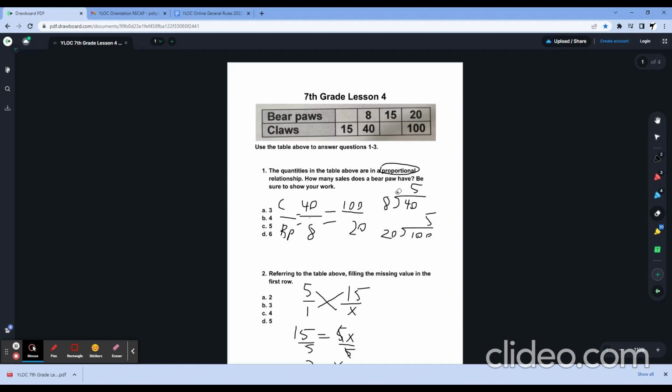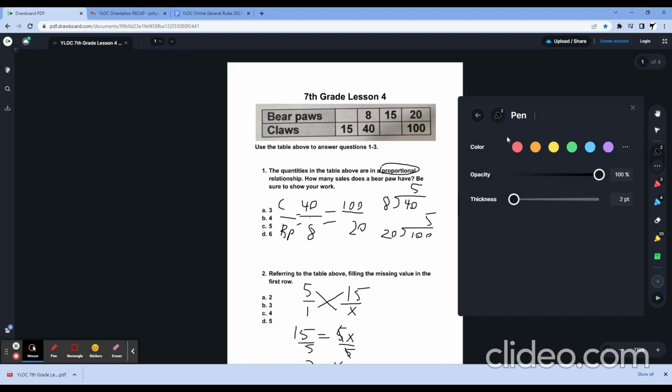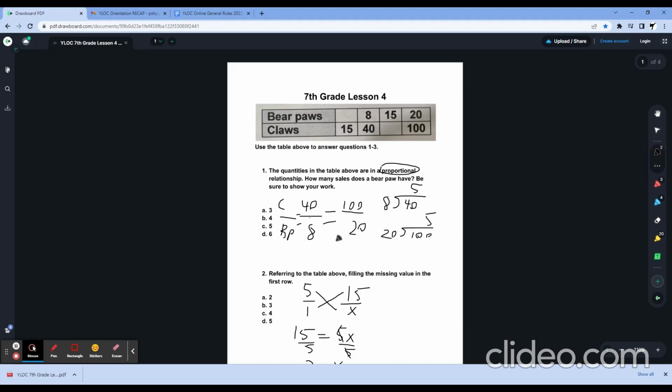If we simplify both of these ratios, 8 divided by 40, so 8 goes into 40 five times, and 20 divided by 100, 20 goes into 100 five times, we will find that the ratio of claws to bear paws is going to be 5 to 1. So it's just going to be equal to C.